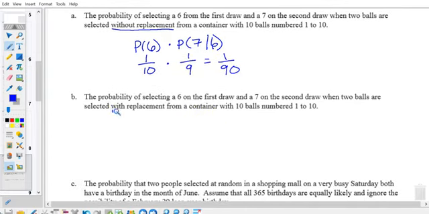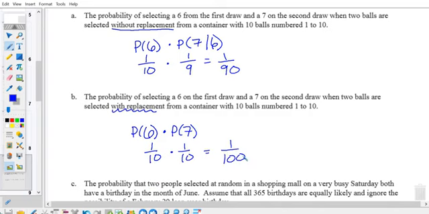Okay, so with replacement now, same scenario, we're picking a 6 and then a 7, like the lottery. With replacement means they are independent events. So we can do the probability of selecting a 6 and the probability of selecting a 7. 1 out of 10 for 6, 1 out of 10 for 7. That's 1 out of 100.